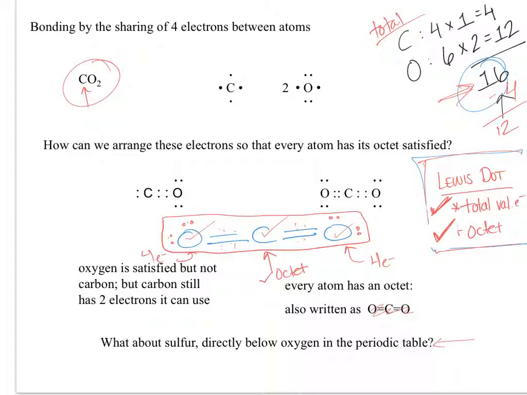Question down here, what about sulfur directly below oxygen? What if I had an SO2 molecule? Would it look the same? Well, it sure would, and that's because sulfur, if I change this to an S for sulfur, sulfur is also in 6A. It would have 6 valence. Oh, wait, sorry. It would be CS2.